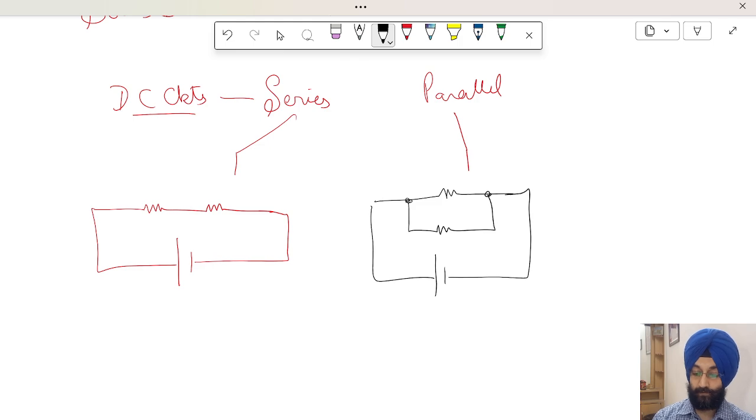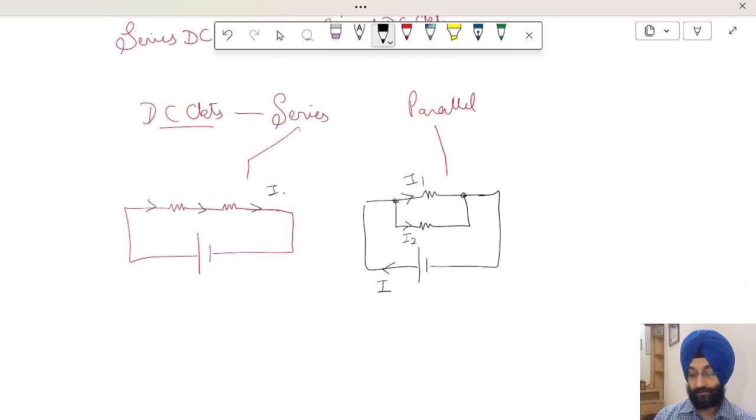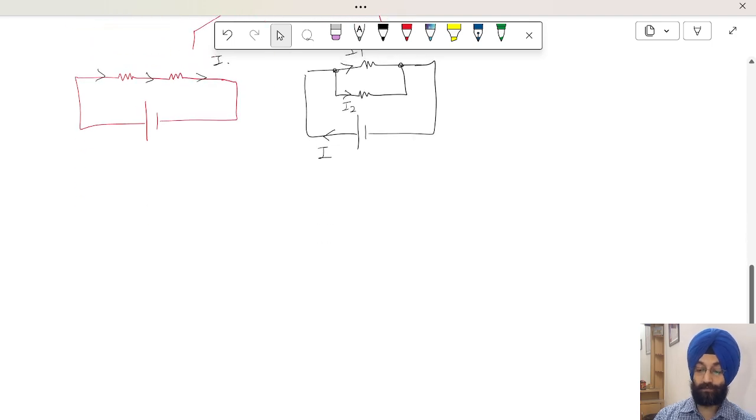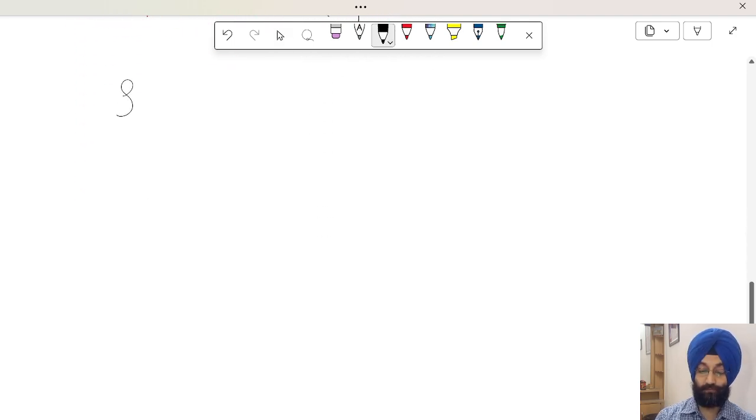Here current will divide. Let us say the total current is I, the current in one resistor will be I1 and the current in another resistor will be I2. But in a series circuit, the current in both the resistors will be the same. It will be I. So this is series and parallel. Now why have we studied this again? Because there is a third type of DC circuit which is known as series parallel DC circuit.